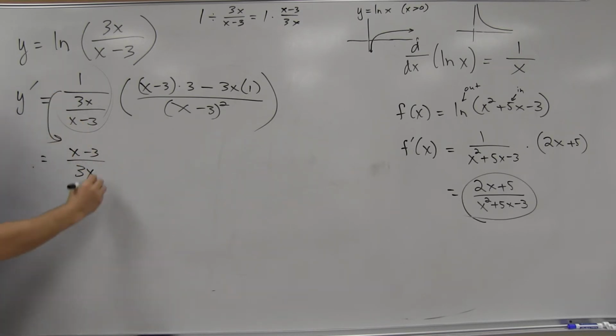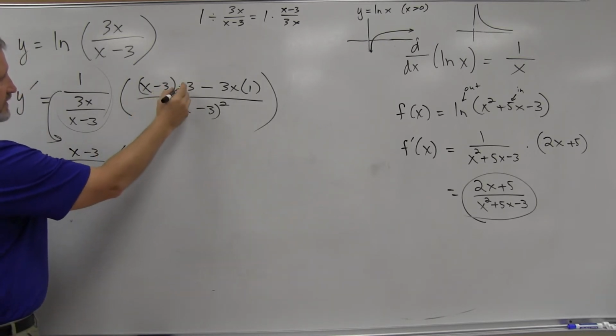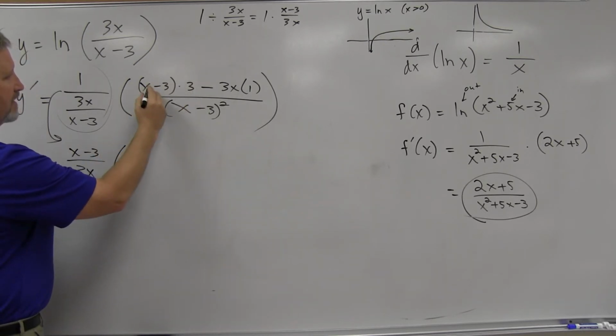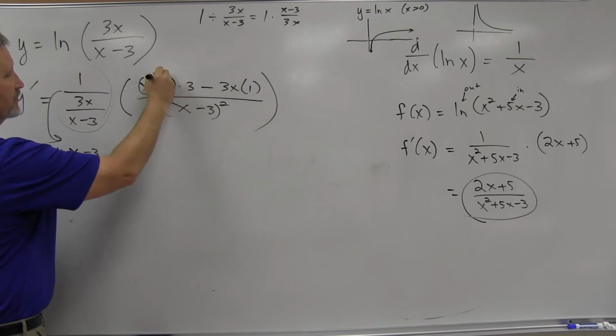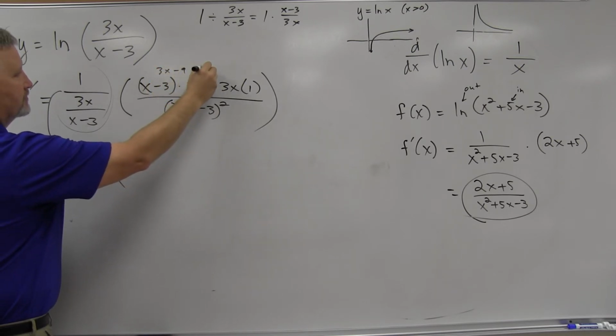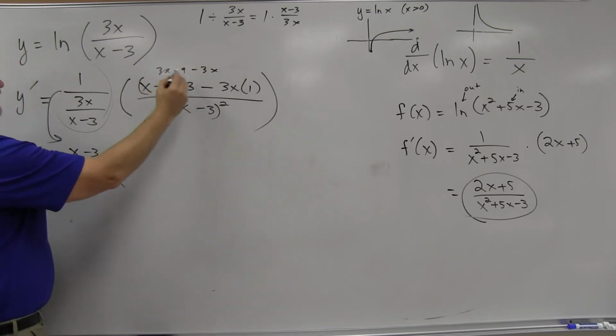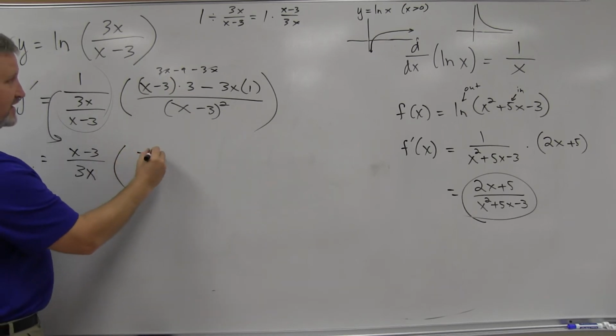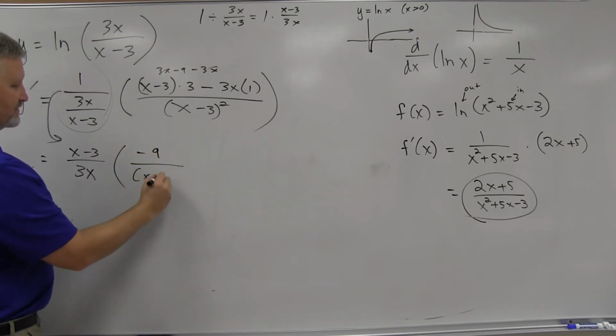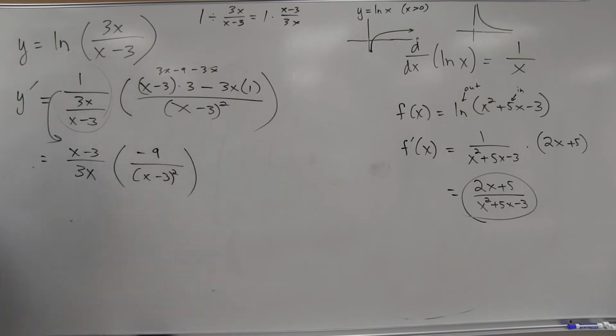Okay. Now, of course, there's some simplifying here. That would be 3x minus 9 minus 3x. So I'm going to cut to the chase here. 3x are going to cancel. So that's just going to be negative 9 over x minus 3 squared. Okay? Now, what else can we do? X minus 3 can cancel out because there's 2 x minus 3's there. So we wind up with negative 9 over 3x times x minus 3.